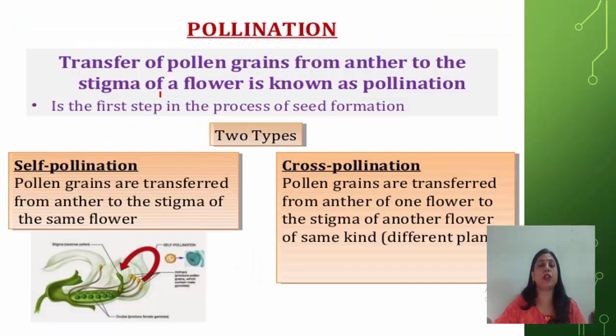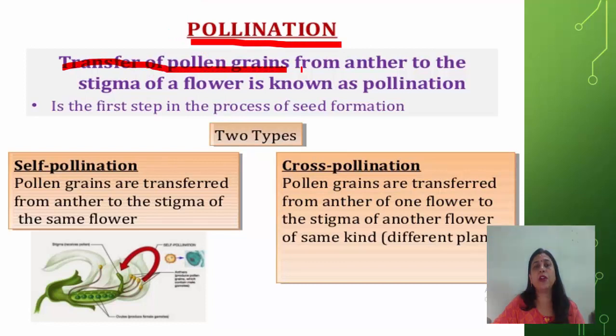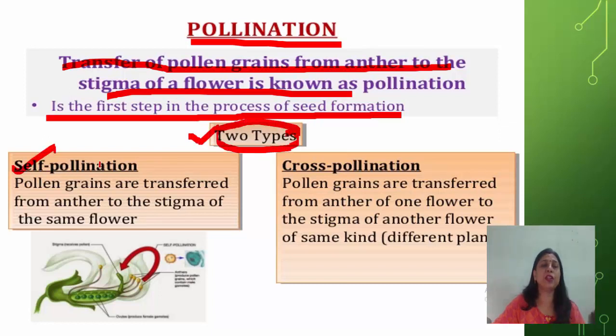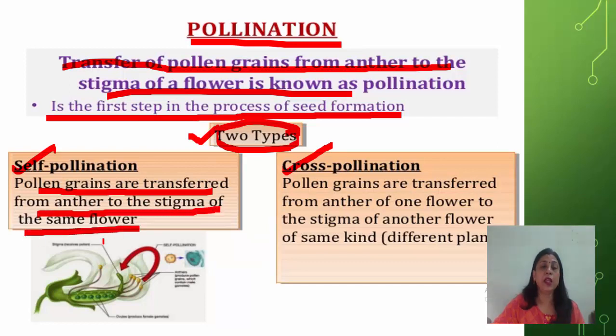Now the first step in sexual reproduction is pollination. What is pollination? It is the transfer of pollen grains from anther to the stigma of a flower. It is the first step in the process of seed formation, as I have told you earlier. Pollination is of two types, self-pollination and cross-pollination. In self-pollination, pollen grains are transferred from the anther to the stigma of the same flower. It may be the same flower or a different flower on the same plant. Then also it is self-pollination.